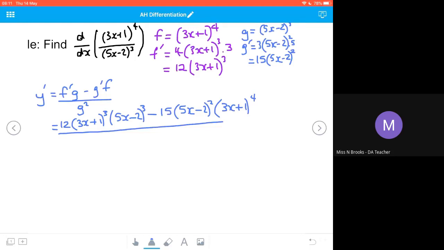Now my denominator is g squared, so I'm squaring that 5x minus 2 cubed bracket, and so that means I'm going to get 5x minus 2 to the power of 6. Now I want to factorize that numerator in order to be able to simplify. So the highest common factor of 12 and 15 is 3. The highest common power of the 3x plus 1 bracket is 3x plus 1 cubed. And the highest common power of the 5x minus 2 bracket is 5x minus 2 squared.